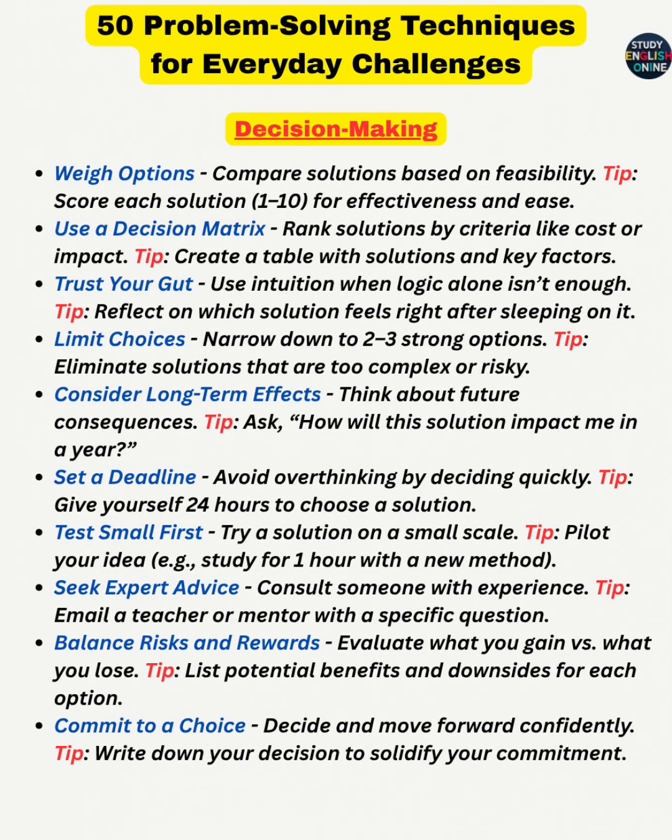Decision making. Weigh options. Compare solutions based on feasibility. Tip: Score each solution 1 to 10 for effectiveness and ease. Use a decision matrix. Rank solutions by criteria like cost or impact. Tip: Create a table with solutions and key factors.